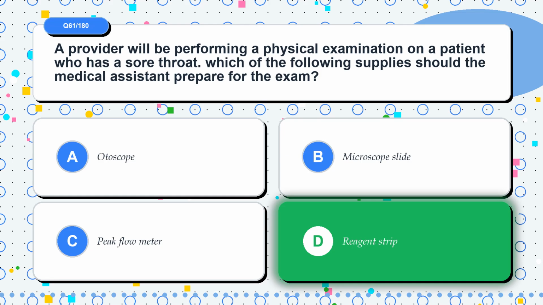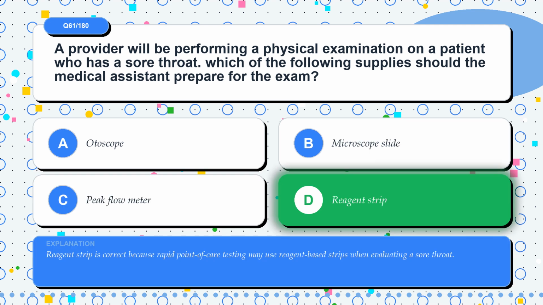The correct answer is option D. Reagent strip. Reagent strip is correct because rapid point-of-care testing may use reagent-based strips when evaluating a sore throat.